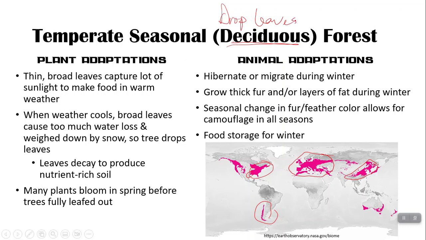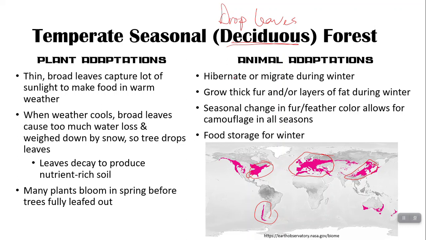And then those leaves, when they fall, start decaying somewhat, but they produce a really nutrient-rich soil. And then a lot of plants that live on, say, the forest floor will try to bloom and have a lot of growth in spring before the trees grow out their leaves, because that's the way they'll get light.